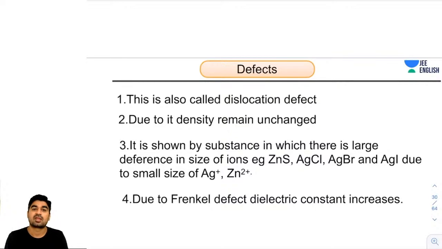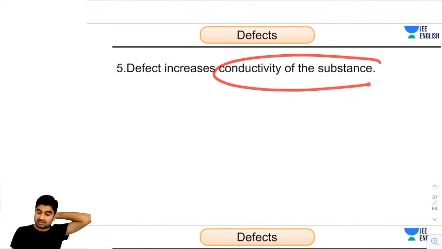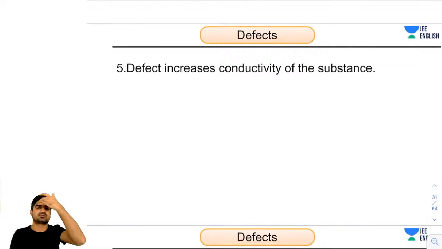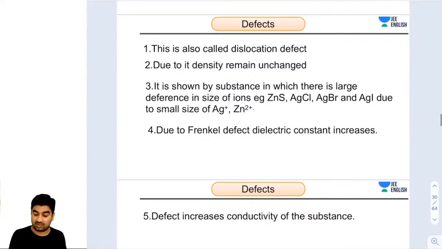So guys, in Schottky defect, I told you that the size of cation and anion should be comparable. But here I am telling you that the size of the cation should be much smaller than the size of the anion. Why? So that your cation can easily move, right? And due to Frenkel defect, the dielectric constant increases. Note it down. And it will increase the conductivity. Why? Because your ion is moving, so it will also improve the conductivity of the solid. Guys, note down all these points. These are very important points.